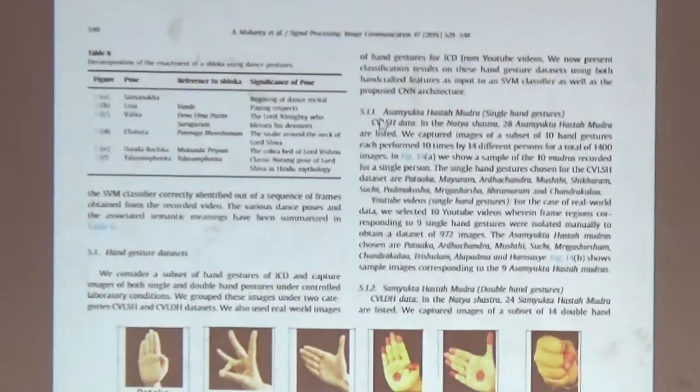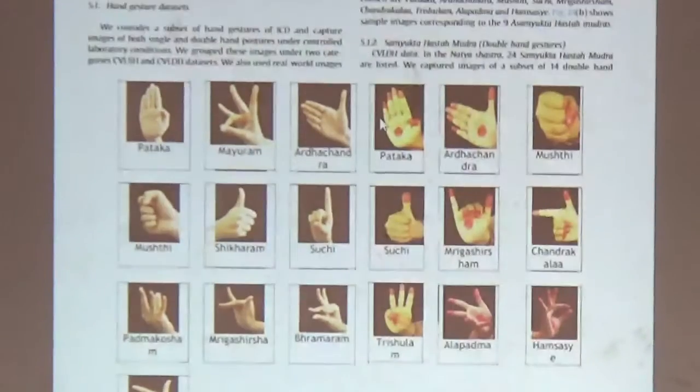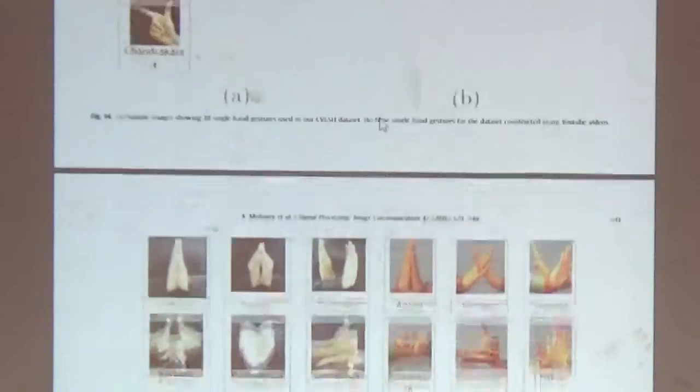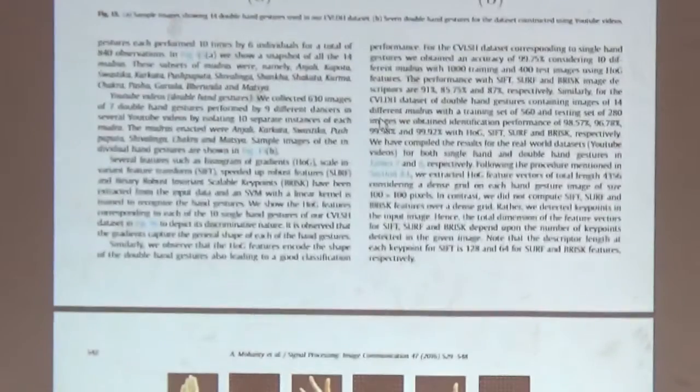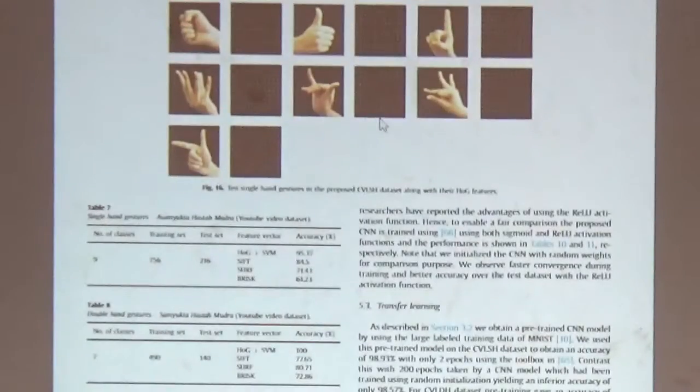And let me just show you quickly. These are the hand gesture data sets. So these are the Sanyukta Hasta Mudras. All this is data set captured in the lab. This is taken from the internet. Can we use these Hasta Mudras to understand a shloka?